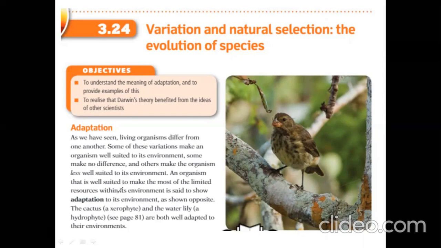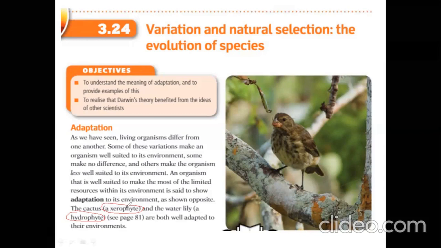And this is possible if that organism has good features that let it survive easily. For example, a cactus, a xerophyte plant, has different adaptations and features than a hydrophyte plant. Xerophytic plants are those plants that live in places with less water supply, where there is not much water, while hydrophytes live in places where there is plenty of water. So they both have different features, the characteristics of both are different.